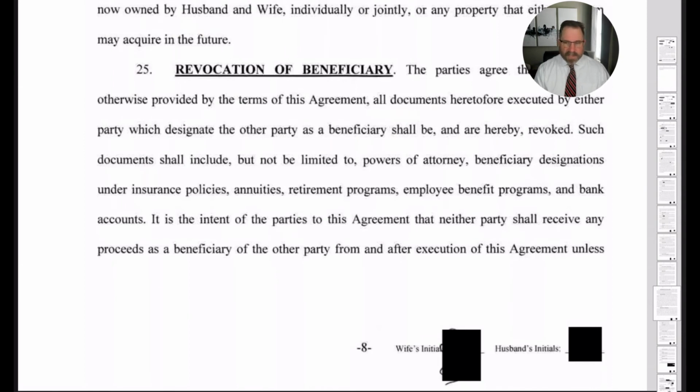Paragraph 25, revocation of the beneficiary. This is really important. When you get divorced, and the minute that you're allowed to do so, you need to contact insurance companies, particularly life insurance companies and annuities, and let them know that you want to change your beneficiary, if in fact you want to change your beneficiary, and if in fact your deal allows you to. Make sure that you at least go look and make sure that whoever you've named as your beneficiary is who you would want to be your beneficiary the day after the divorce.